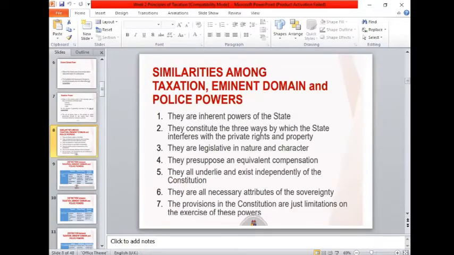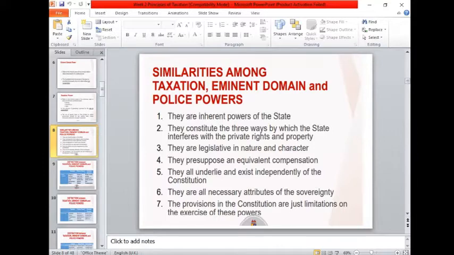So what are the similarities of the three inherent powers of the sovereign state? Of course, they are the inherent powers of the state. That's the similarity. Even though they have different functions, they constitute three powers of the sovereign state that can be used. The inherent powers are similar because they are legislative in nature and character, because they may not be exercised without a law.